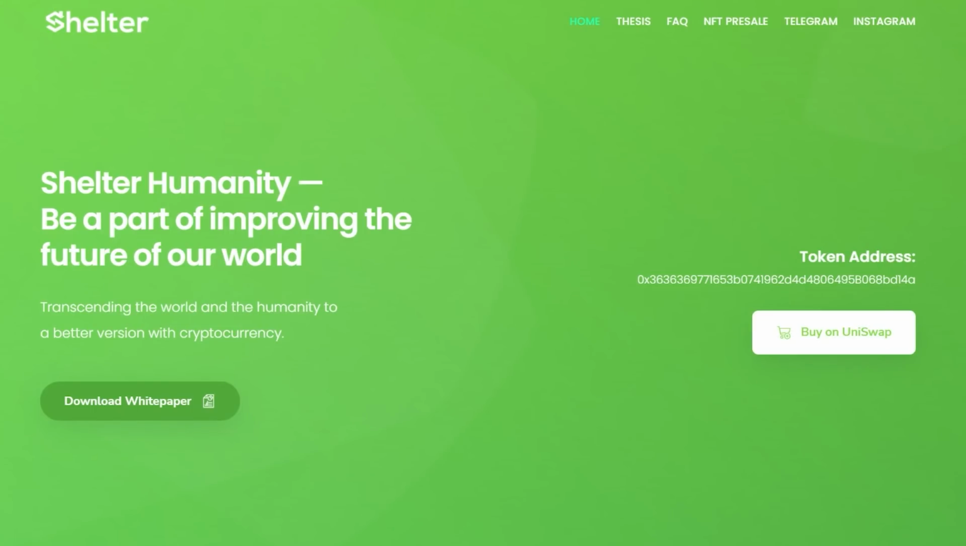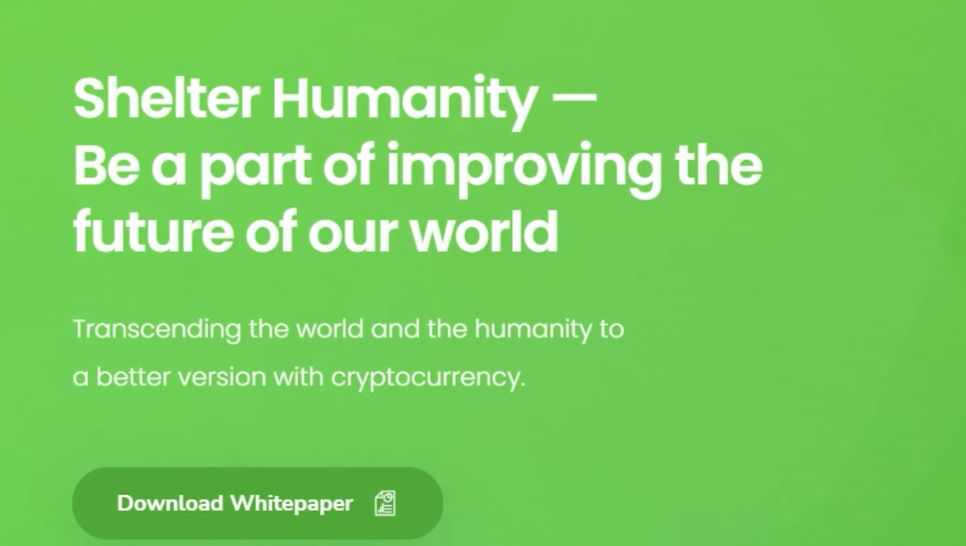But what if the website looks good, the domain name has a very long expiry date, the whitepaper looks legit, then it means the crypto is legit? Well, yes, but no. If the scammers are rich enough, they can do everything nice for you. For example, this is Shelter Crypto, where if you invest in it, you can be part of improving the future of our world. And the website looks very good too.